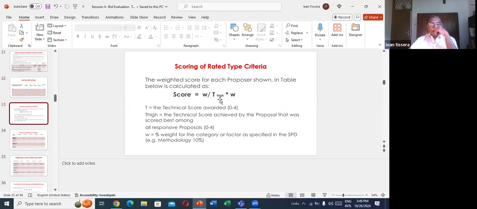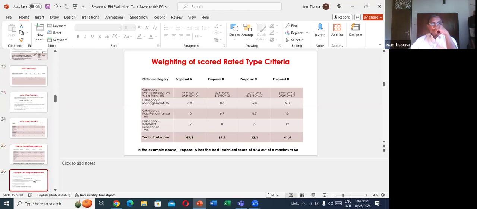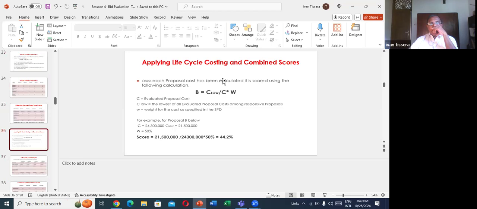How they have calculated the marks they have got here, like this. This is the formula: 4 divided by 4 into 4, 10. Right? You try that. Then, applying the life cycle costing and combined score.